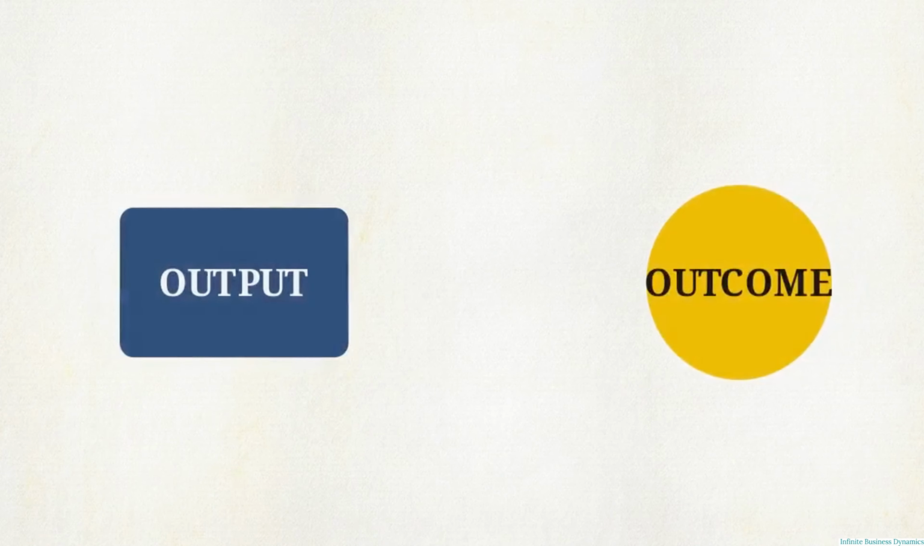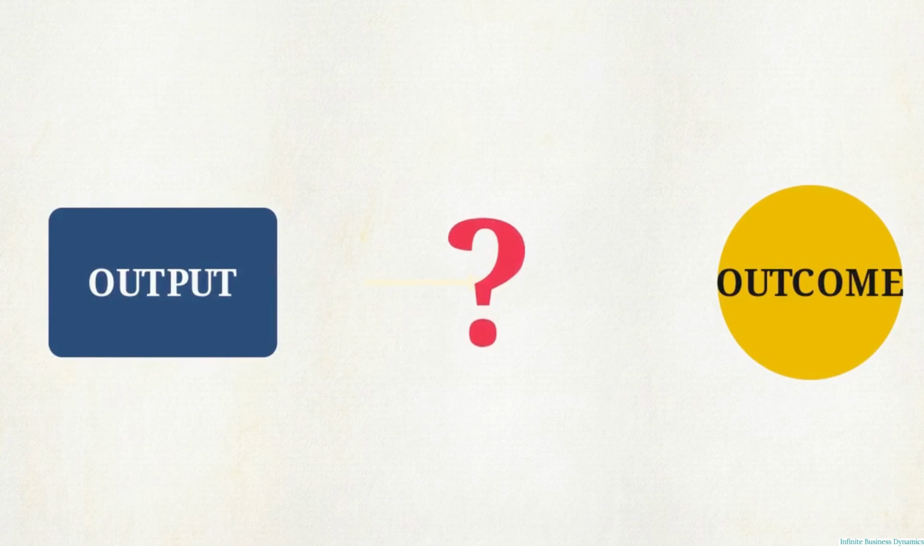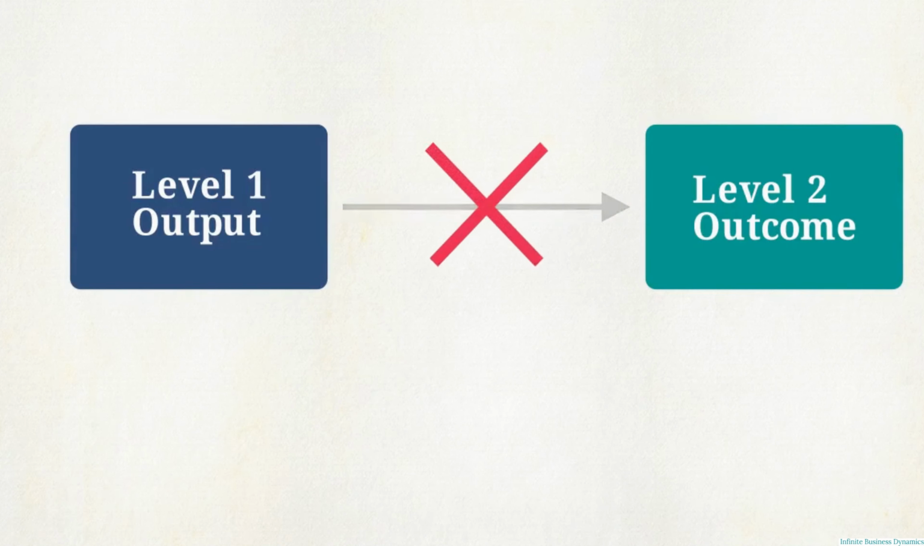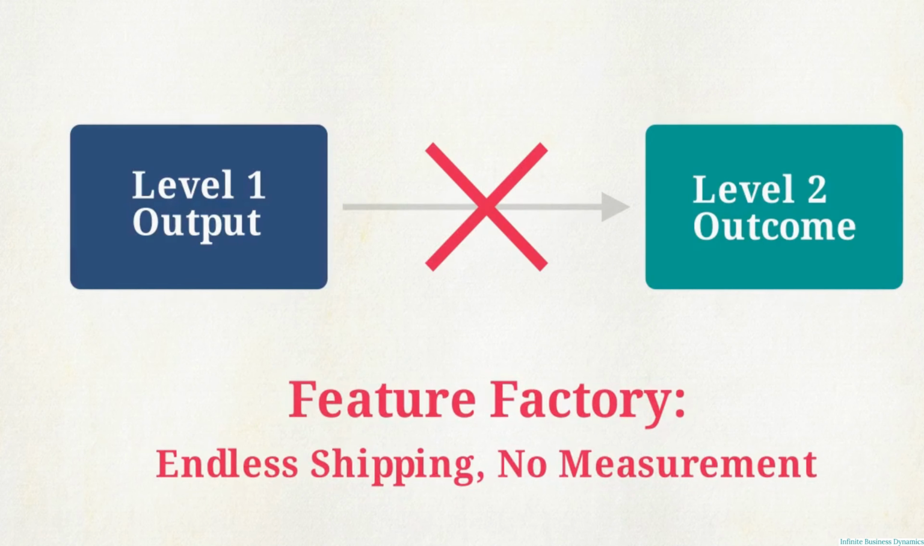These levels are sequential dependencies, but they are not automatic. Shipping an output does not guarantee an outcome will follow. Confusing a Level 1 output for a Level 2 outcome is exactly how teams fall into the feature factory mindset, endlessly shipping code without measuring its effect.